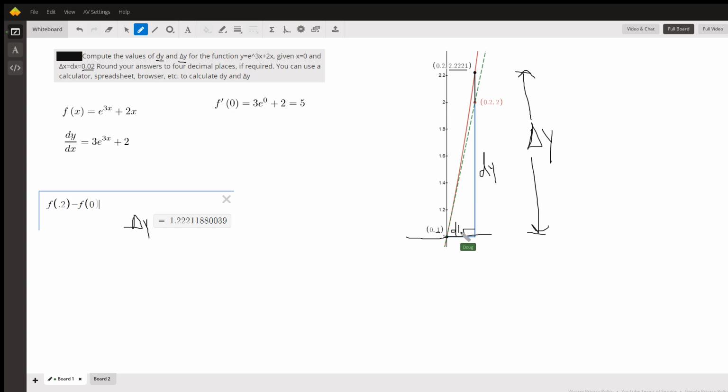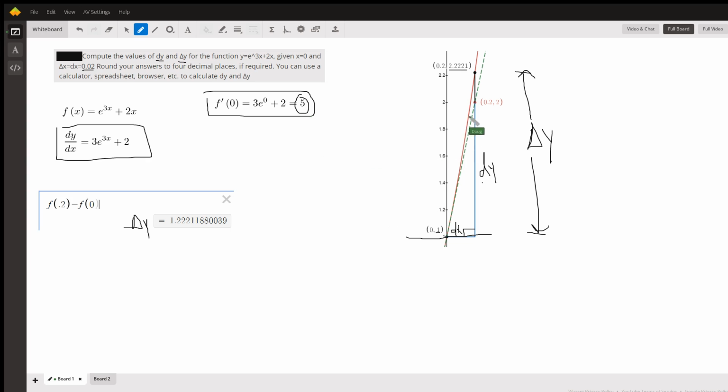So the slope of that green dashed line is dy over dx, which is what this is right here, the derivative of f of x. And so dy, well, here's f prime of 0. The slope of that green tangent line is 5.